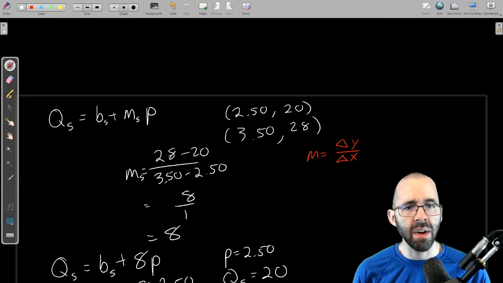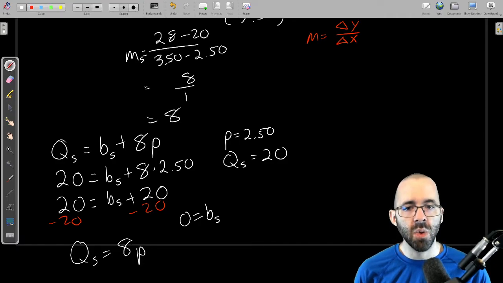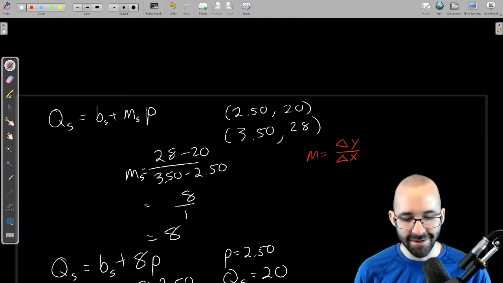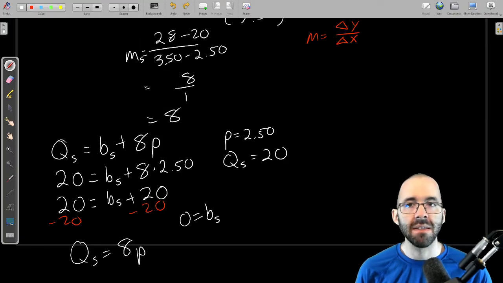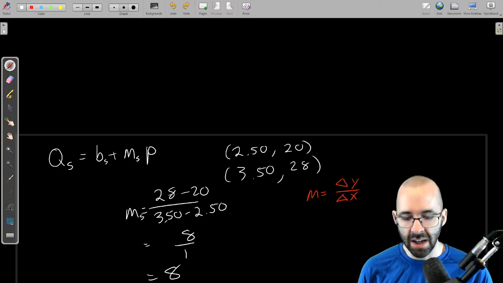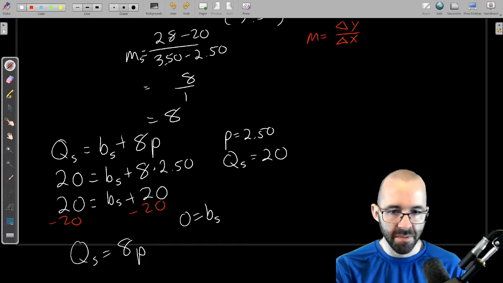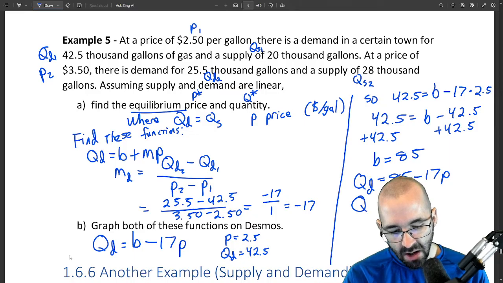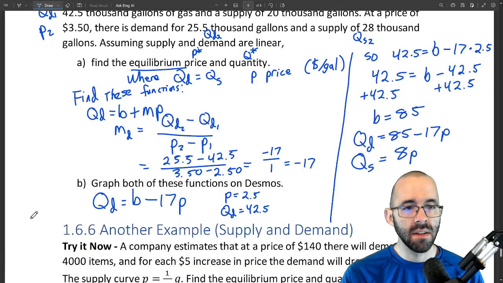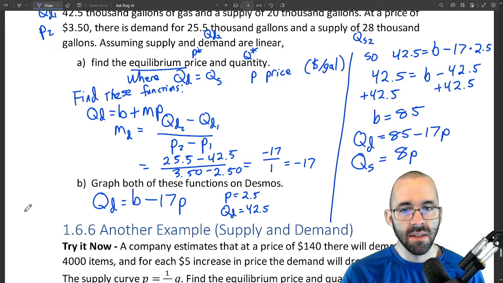First off, does that make sense with our points? If the price is $2.50, what's 2.5 times 8? 24. Well, no, 20. Good. 20 is what the quantity was. What's 3.5 times 8? That's going to be 24 plus 4, 28. Good. So this does match with both of our points for our supply. So our supply is just going to be 8 times that price. All we need to do to finish this is find when QS equals QD, right?